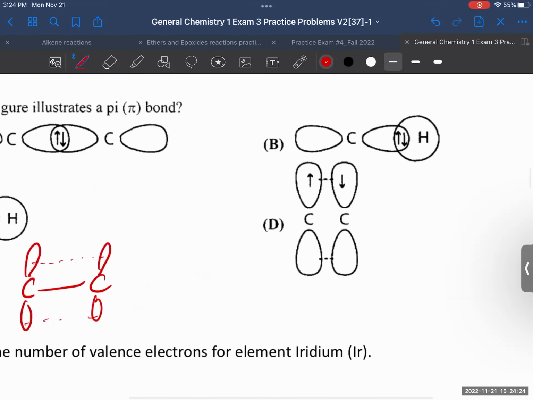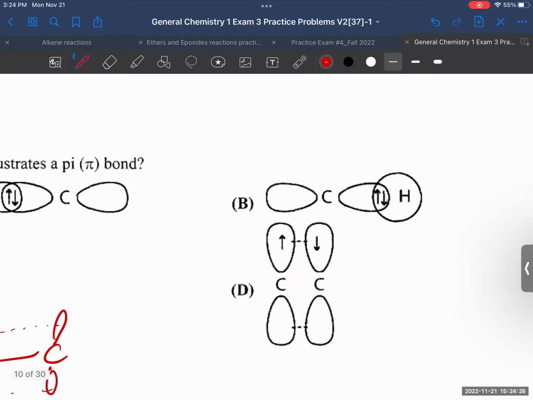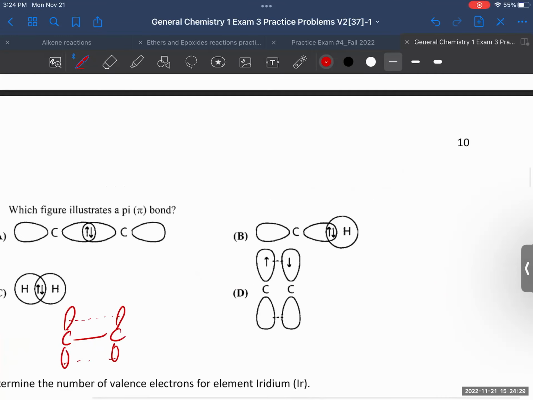Everything that is a direct overlap of a bond is a sigma bond. These are direct overlaps right here. What are those things called, the circle thing that you put the similarities in? A Venn diagram. If you see a Venn diagram, that's a sigma bond. If you see no Venn diagram, there's clearly no direct overlap of orbitals. Yes, B is a sigma bond.